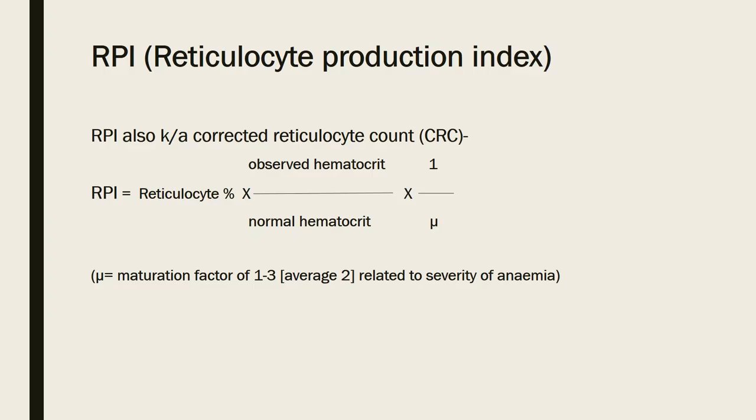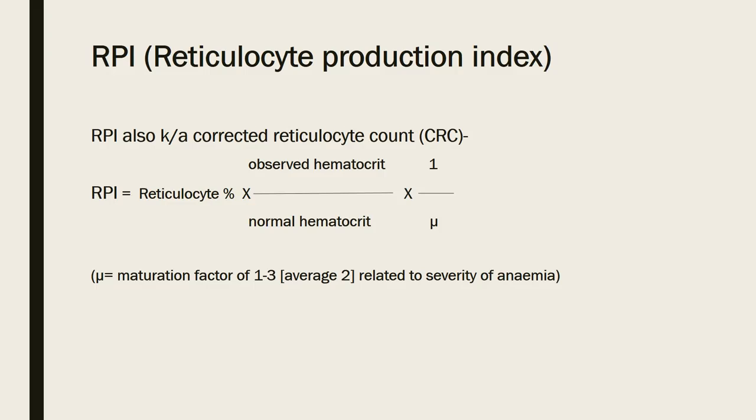Reticulocyte production index should be calculated because it measures the magnitude of marrow production in response to hemolysis. Normal reticulocyte percentage of total RBC during childhood is approximately 1%. So the absolute reticulocyte count is around 25,000 to 75,000 per mm³. And we can calculate RPI by multiplying the reticulocyte percentage with observed hematocrit upon normal hematocrit, into 1 upon maturation factor.